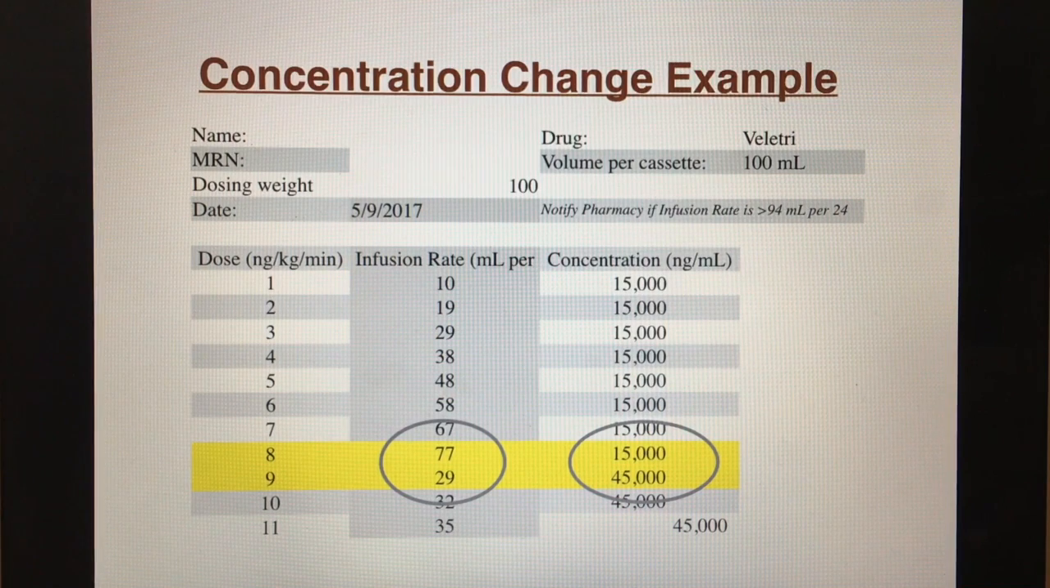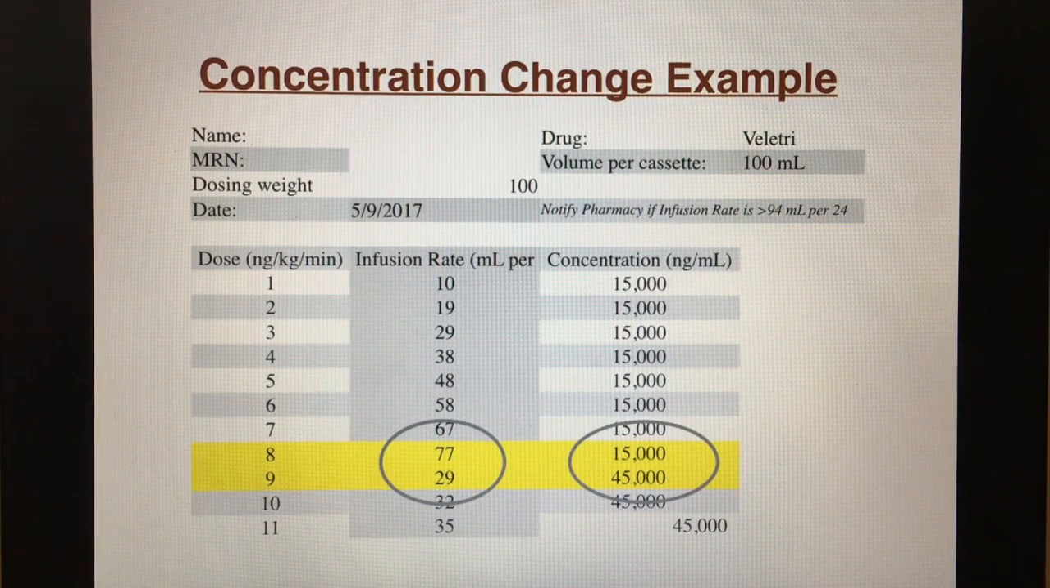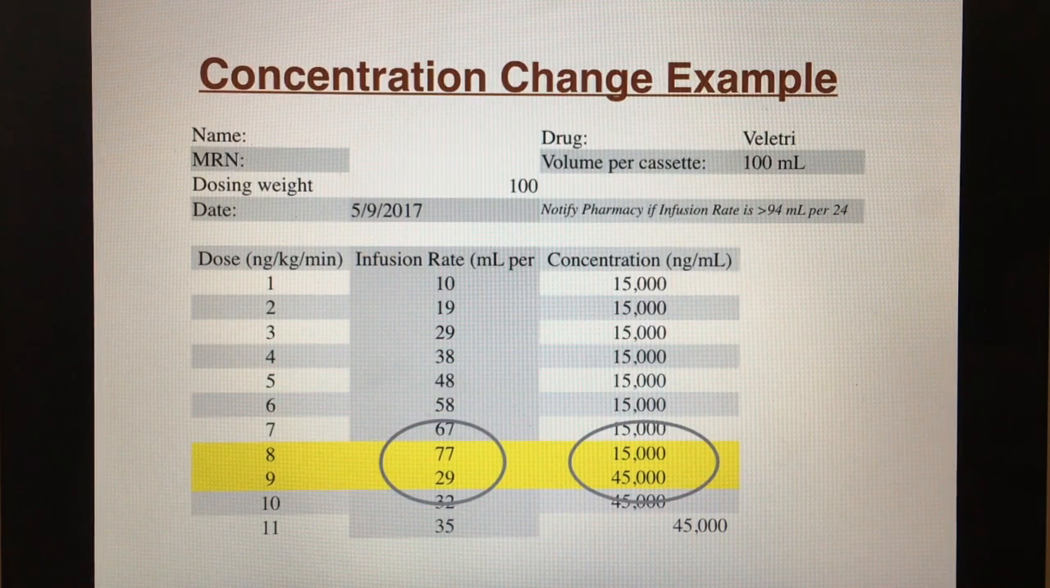So here's an example of when you would reprime the line due to a concentration change. In this example, the concentration of the cassette is going from 15,000 nanograms per ml to 45,000 nanograms per ml. So that's greater than 15,000 nanograms per ml, so you have to reprime the line. Again, if you look at the middle column, the infusion rate in mLs per 24 hours is going to go from 77 down to 29. That's a drastic change in mLs per 24 hours.